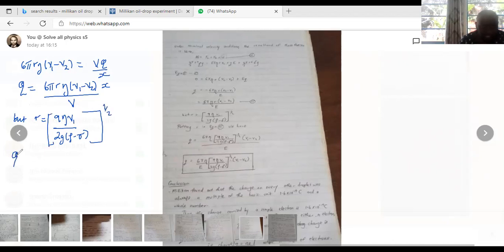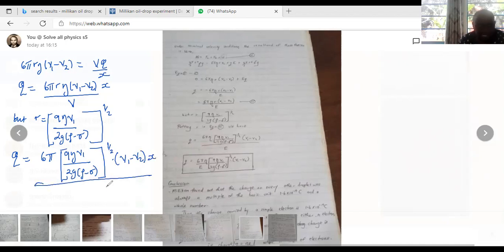So one can make charge the subject as 6 pi. Then where you have r, substitute 9 eta V1 divided by 2g into rho minus sigma, all this raised to power half, times V1 minus V2 close brackets times X, all divided by the PD across the plates. So this is what can give us the value of electronic charge.